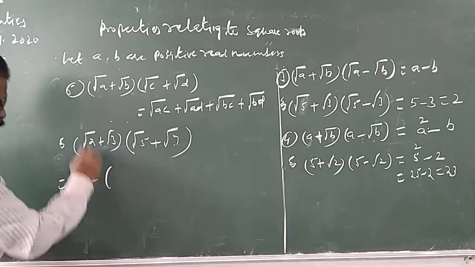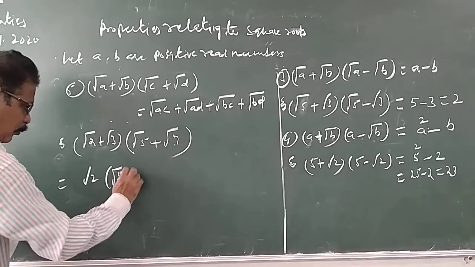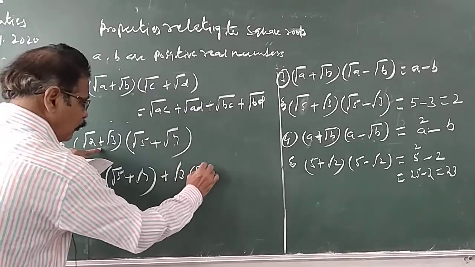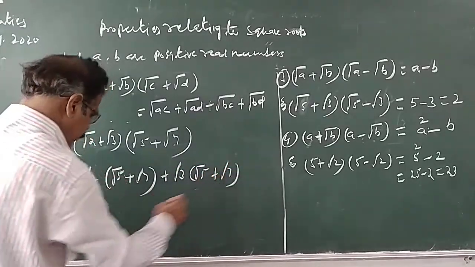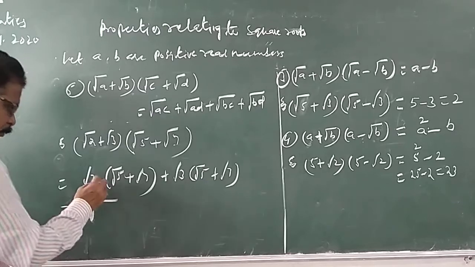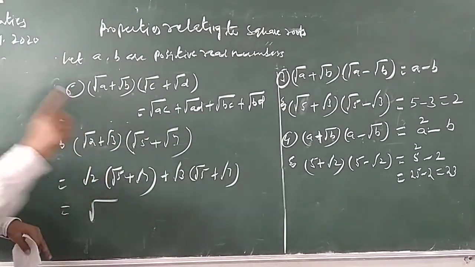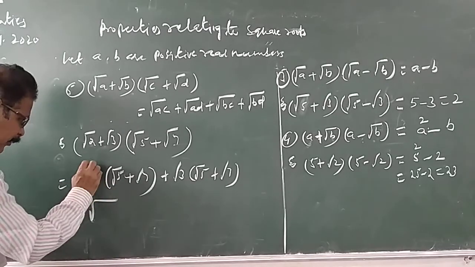First multiply root 2 into root 5 plus root 7. Next multiply root 3 into root 5 plus root 7. So root 2 into root 5, apply the first law: root a into root b is root ab. When you multiply, you can keep it in the same root.